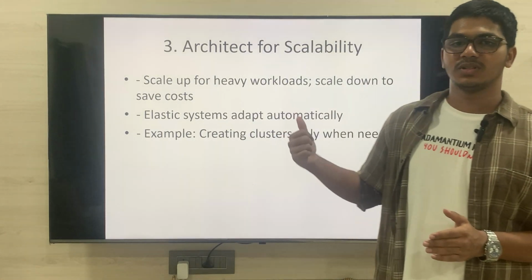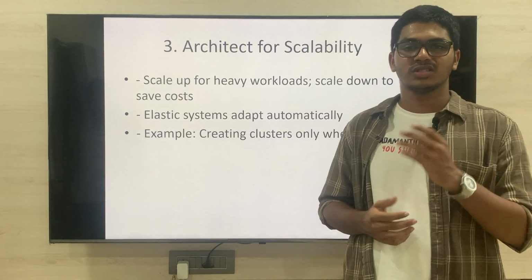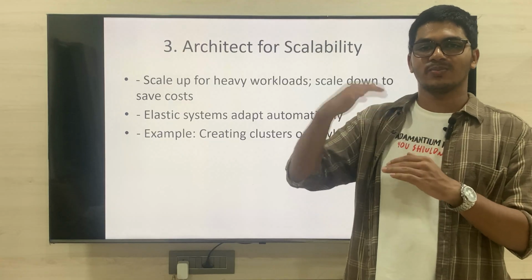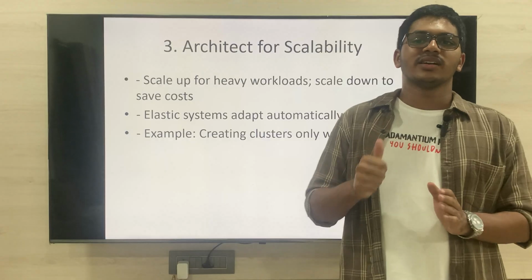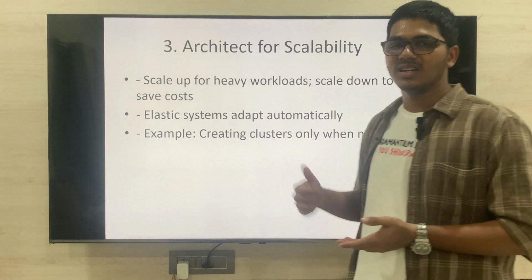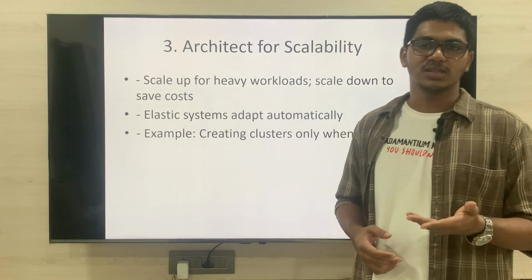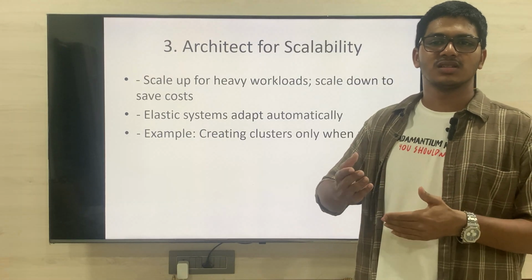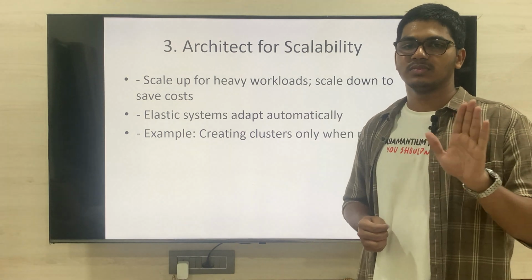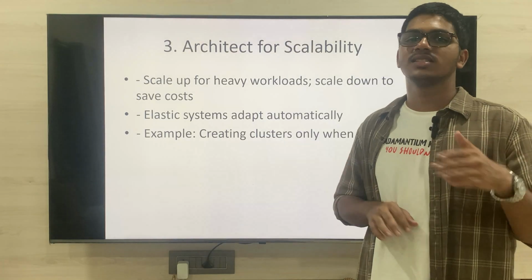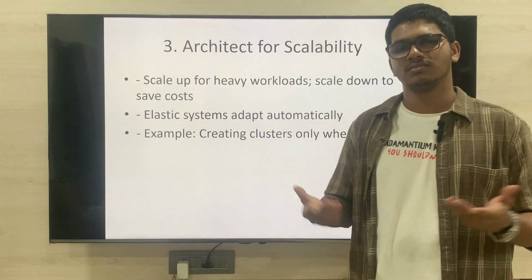Next we have principle 3. Principle 3 is all about scalability. Your system should grow when traffic spikes and shrink when things are quiet, automatically. Elastic architectures save costs and improve performance. What's an example for it? The example is spinning up processing clusters only during heavy jobs and shutting them down afterwards. That is smart scaling, which also makes users happy, plus the finance team.